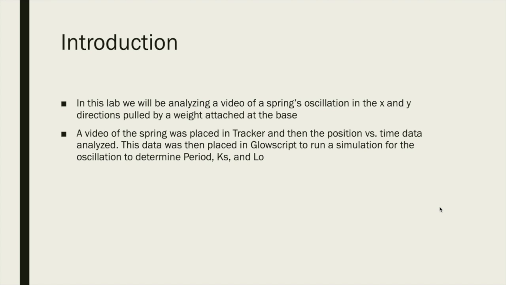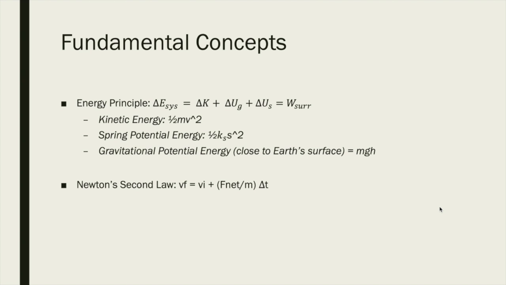initial length. The fundamental concept used in this lab is the energy principle, which states the change in energy of the system equals change in kinetic plus change in potential gravitational plus change in potential spring equals the work of the surroundings. And then below are listed the expressions for kinetic energy, spring potential energy, and gravitational potential energy relative to Earth's surface there. And then the other concept, which we've seen in just about every lab so far, is Newton's second law, which states that final velocity equals initial plus net force divided by mass times the change in time.